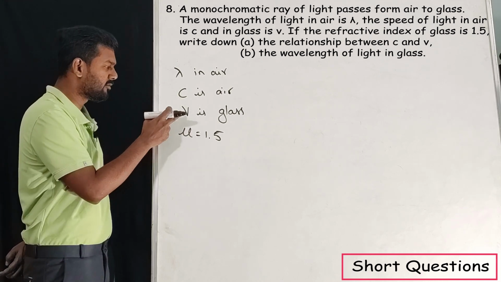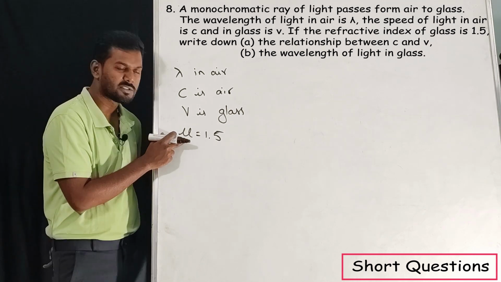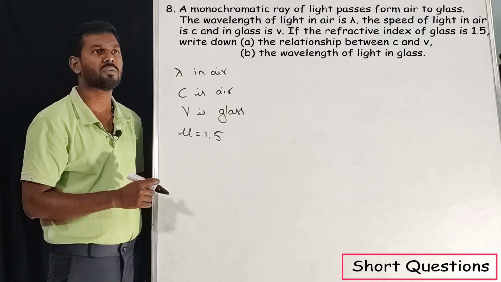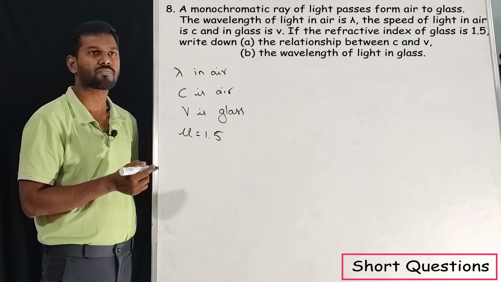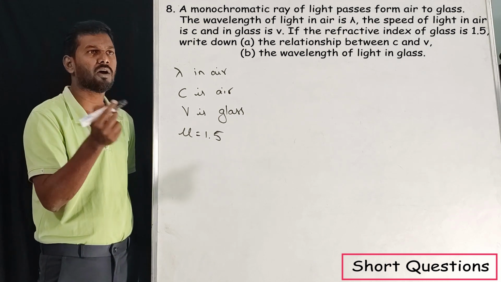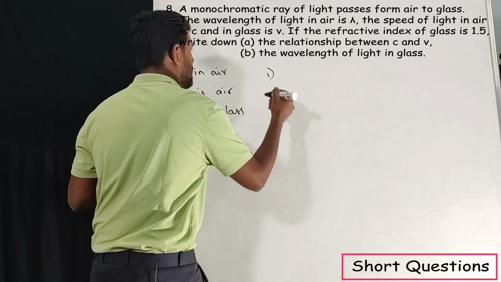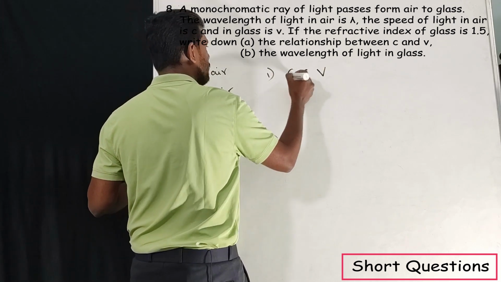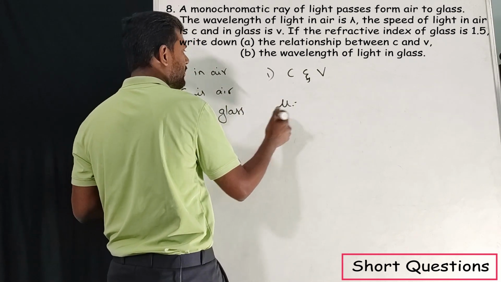In any other medium, we represent v as the speed of light in that medium. Next, this is the symbol for mu, that is nothing but 1.5. Now we have to write down the relation between c and v, and the wavelength of light. First we'll go one by one. First, we have to write the relation between c and v. How are these two related? These two are related using refractive index.